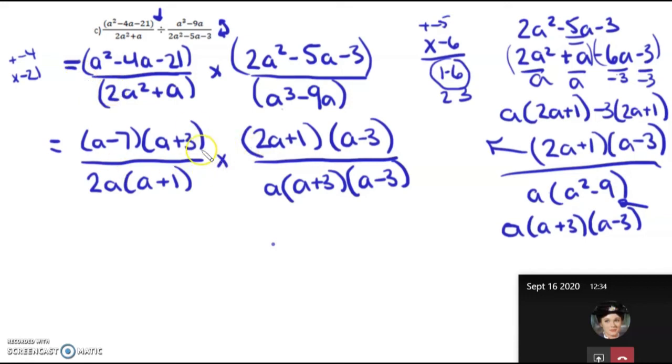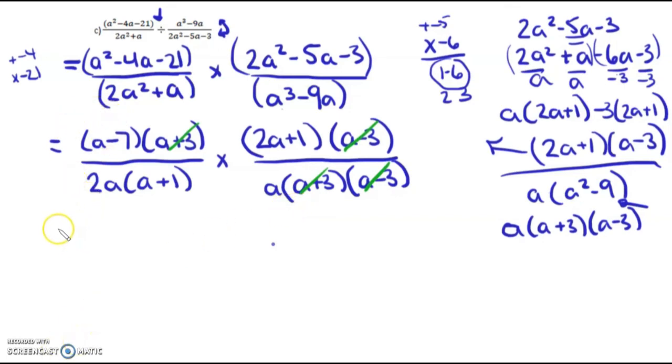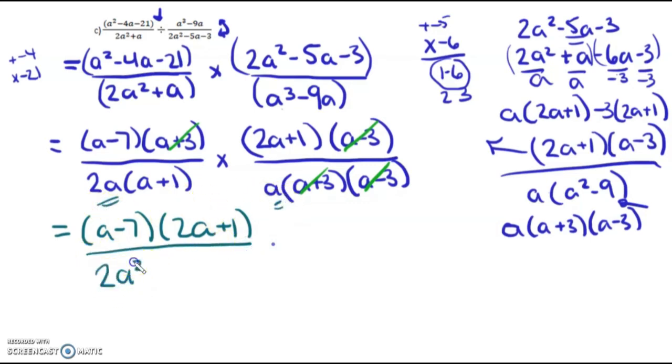Okay, so now everything's multiplied. Let's cancel out. A minus 3's can cancel. A plus 3's can cancel. I think that's it. Okay, so what I have left here is a minus 7 and then 2a plus 1 in the numerator. And then we have 2a times a, which is 2a squared, and then a plus 1 in the denominator.